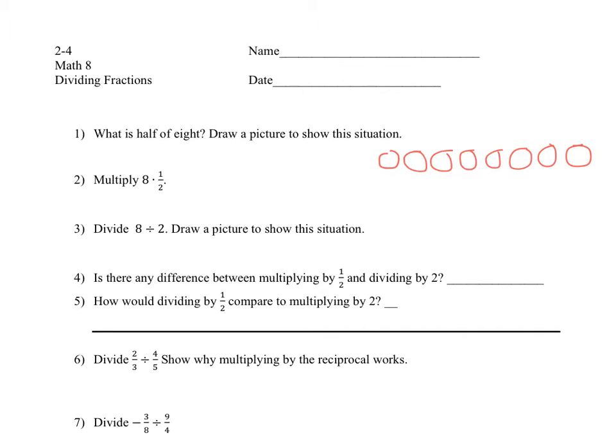So I have 8 things. I'm going to find half of it by putting a line right down the middle. Now I can see that I have 4 things. So half of 8 is 4.